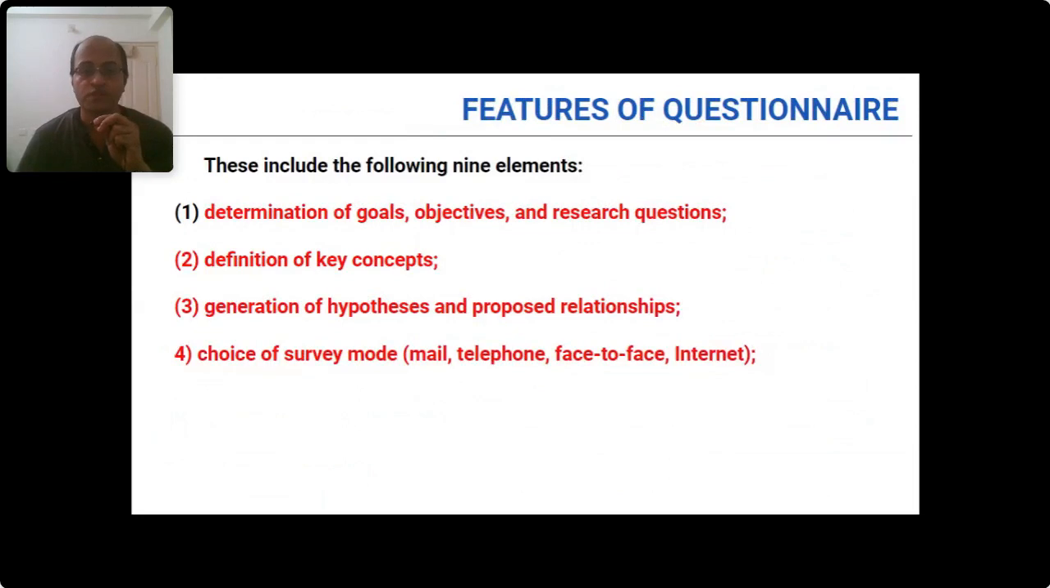Then, what are the features of a questionnaire? There are 9 important elements which are considered when you are framing the questionnaire. The first and the most important one is it should reflect the goals, objectives, and the research question. Because overall, why you are doing the survey becomes very important. If you know why you are doing the survey, you know the goals and objectives of the survey, the questionnaire should reflect that. The key concepts associated with the survey should be reflected in the questionnaire very clearly. The hypothesis and the relationship between variables that you are planning to evaluate must be reflected in the questionnaire.